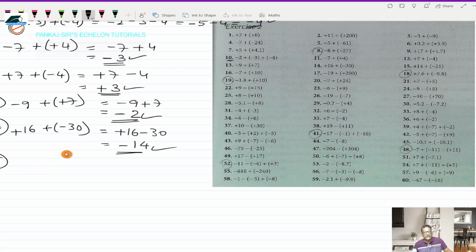And the 15th question is plus 14 plus a minus 21. Now this should work out to plus 14 minus 21. Plus 14 and minus 21 are two directed numbers with opposite sign. So I'll put a minus sign first because that is the sign of the bigger number, 21. And then I'll subtract 14 from 21. If I subtract 14 from 21, 14 plus 6 is 20, so it will be 7. Minus 7 is the answer for 15.